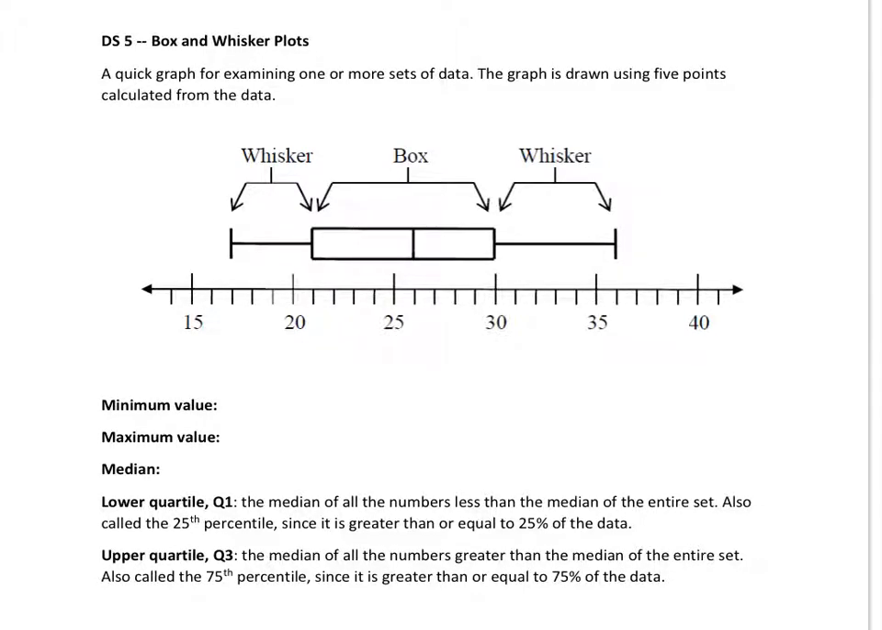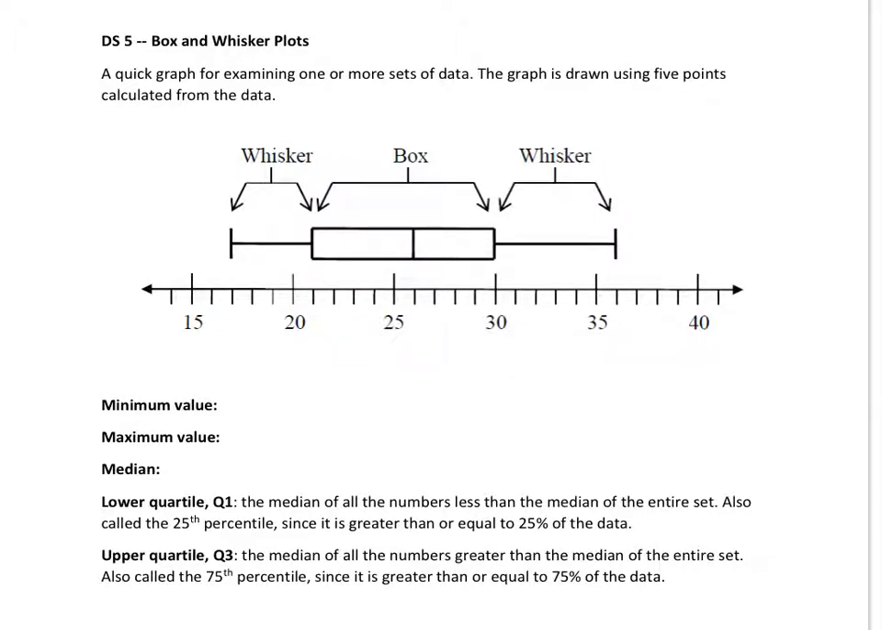This is lesson 5 in descriptive statistics, and it's on box and whisker plots. This is a type of graph that is great for examining one or more sets of data. So you can compare sets of data by having a double box and whisker plot. And the graph is drawn using 5 points calculated from the data.